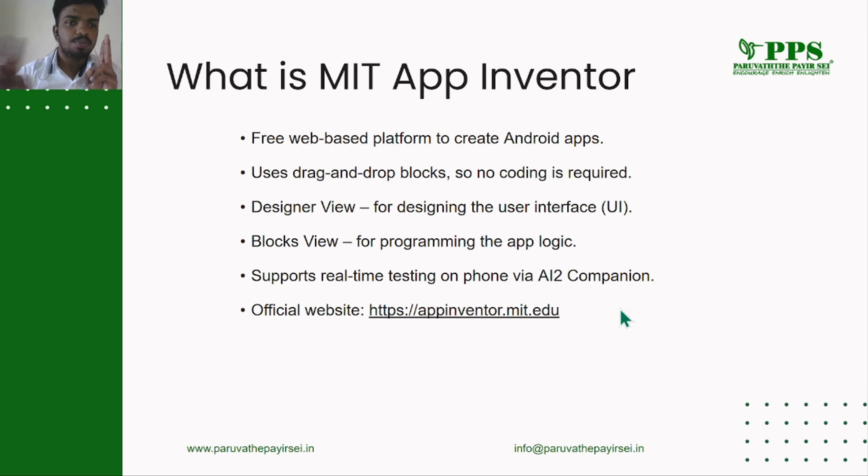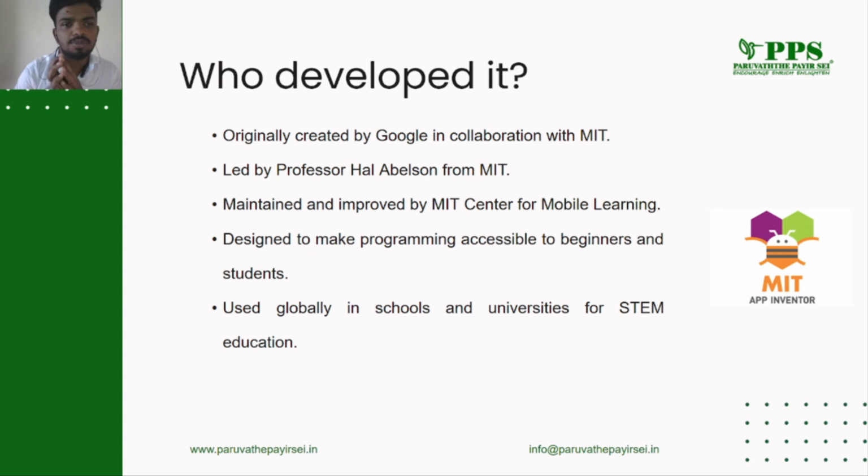So it has two main sections. The first one is designer view, the second is blocks view. Designer view is for designing your user interface page, and blocks view is for programming the app logic, how your project works. It supports real-time testing on a phone via AI2 Companion. So we need to develop the project and then test it. If you want to test your project, you need to download one APK file from your Play Store.